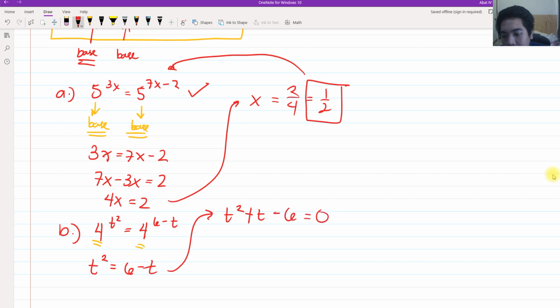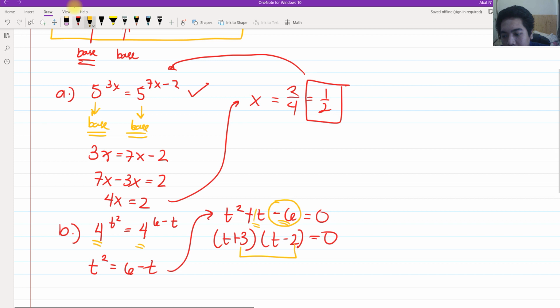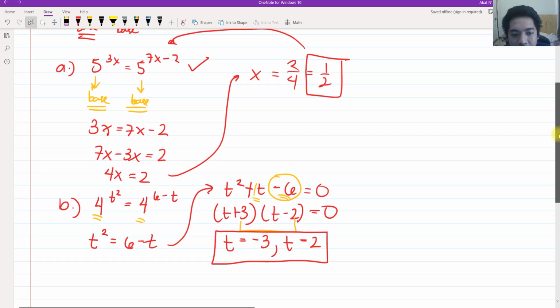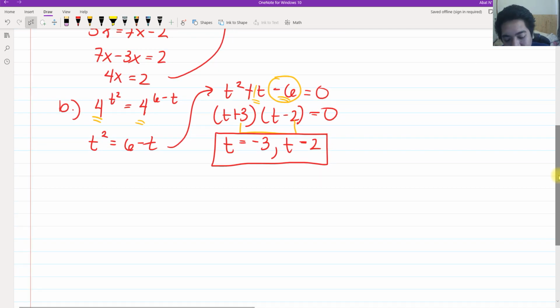So we only have to factor this one. We will be finding two numbers that when we multiply, result to negative 6, and when we add, result to positive 1 because the coefficient of t is 1. So that would be t plus 3 and t minus 2. Of course, if we multiply positive 3 to negative 2, it's negative 6, and if we add positive 3 plus negative 2, it's positive 1, which is the correct factored form. So this would be t equals negative 3 and t equals 2. Those are our two answers, the right values of t for this equation to be equal.